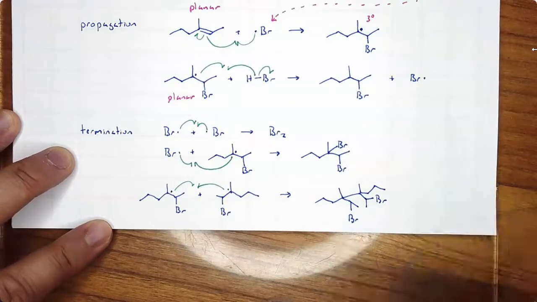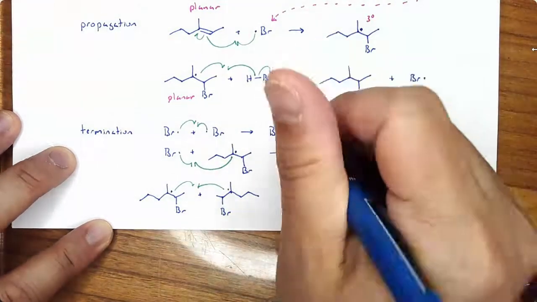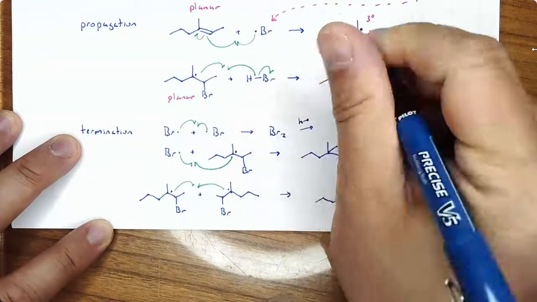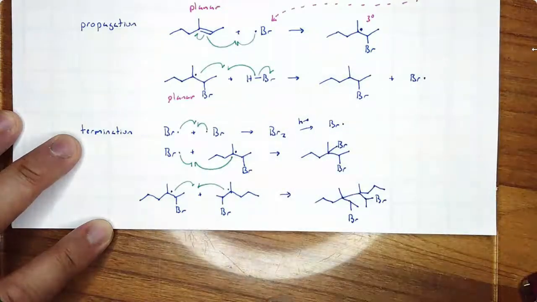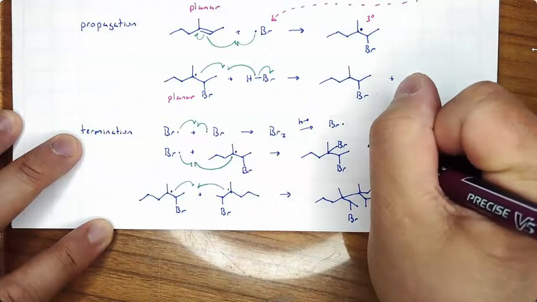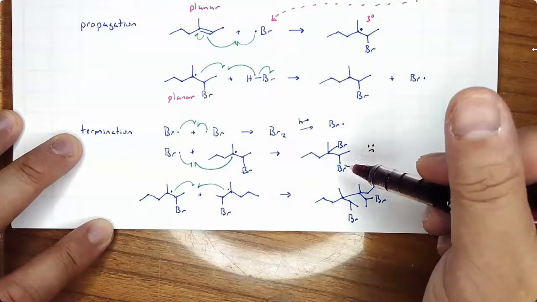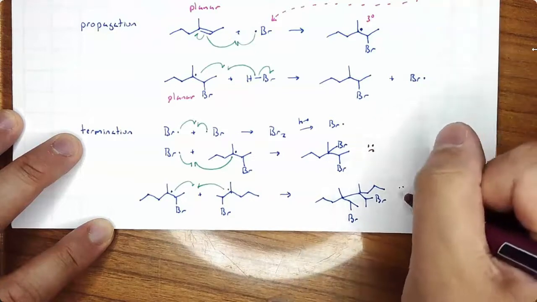Now, here, sure, we could shine light, so this is okay, the first termination product. All you have to do is shine light, and you can get back a bromine radical. But the other 2 terminations are not good, right? This one we can't reverse, and we're not going to ever get back the product. And this one also is no good.